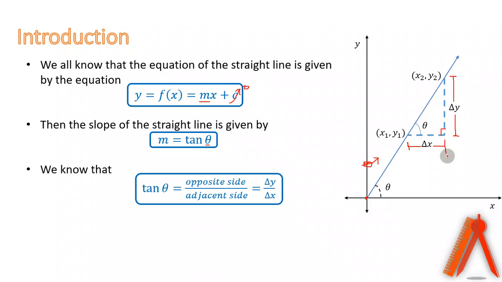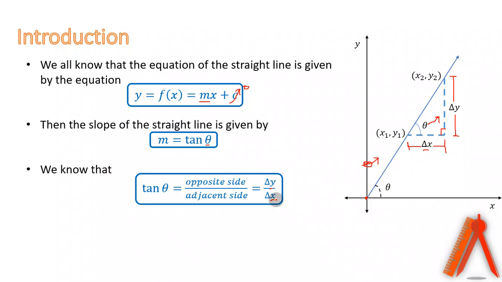First of all, let me explain the opposite side and adjacent side. The opposite side is the side that is opposite to the theta that we measured. If we measure the theta over here, then this will be the opposite side. Over here we are measuring the theta here, so the opposite side would be delta y. The adjacent side is the side adjacent to the angle, making a right angle with the opposite side. This line is perpendicular to the opposite side, so this is meant by the adjacent side. So the adjacent side is delta x.